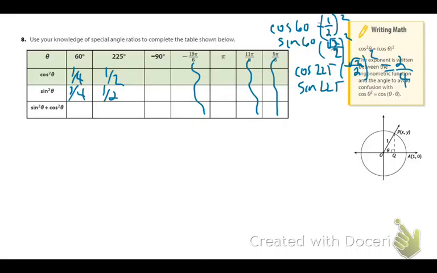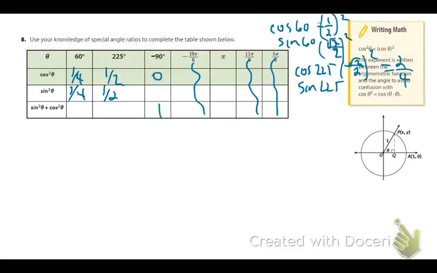Negative 90. So now we're going to come this direction. So we're going to be down here. What's your cosine of negative 90? What's cosine down here? 0. And if we squared 0, we would get 0. Okay, what's sine down here at negative 90? Negative 1. And if we squared that, we would get 1.